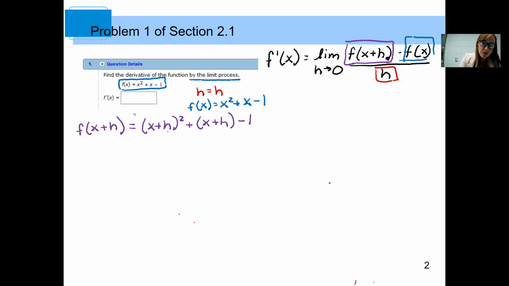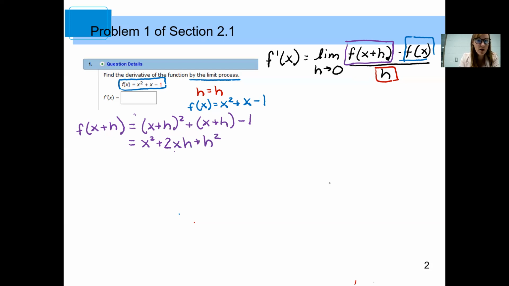And when I consider that, I do need to expand that x plus h squared. So be mindful of that. If we're expanding x plus h squared, it's not x squared plus h squared. That's a common algebra mistake. Let's not make that here in calculus. So pause the video if you do make that mistake. And note that this x plus h squared is going to be x squared plus 2xh plus h squared.